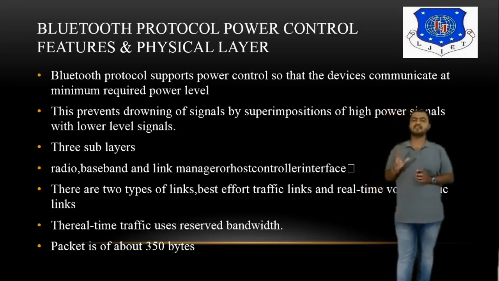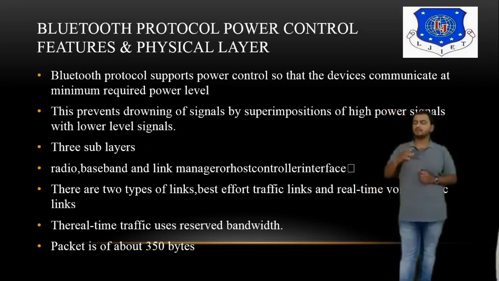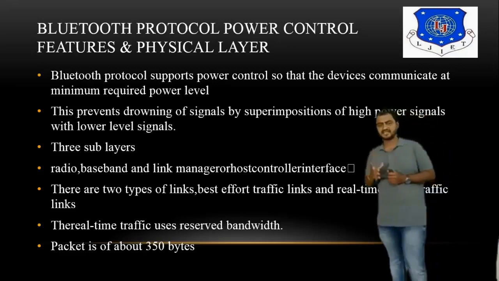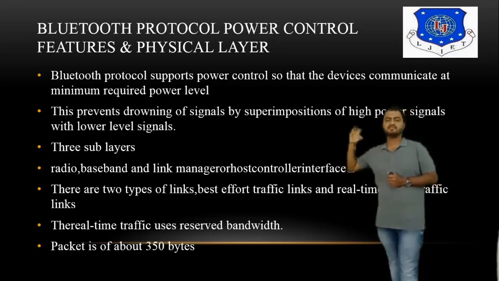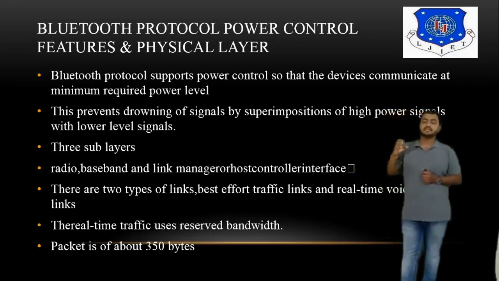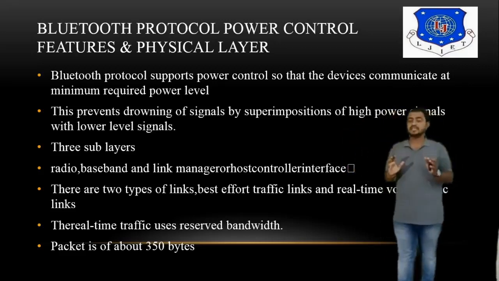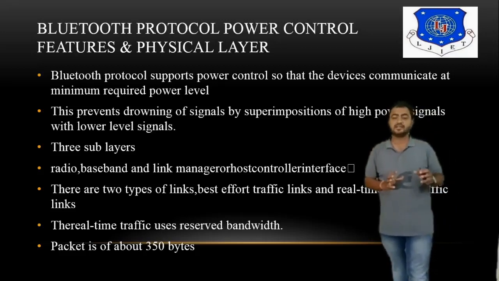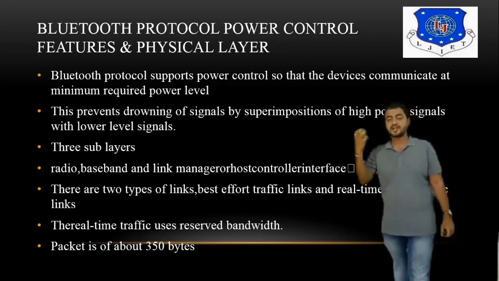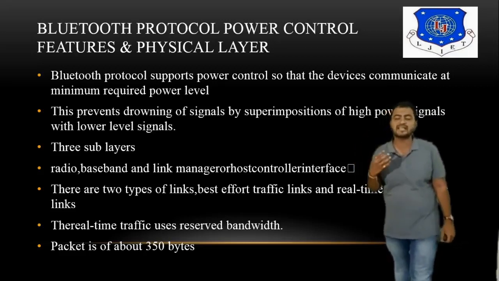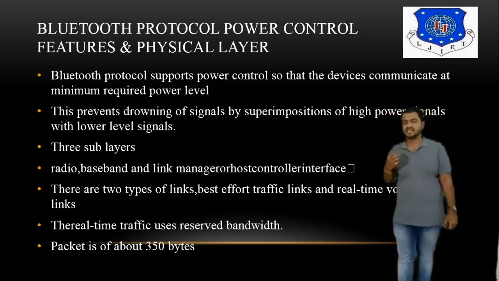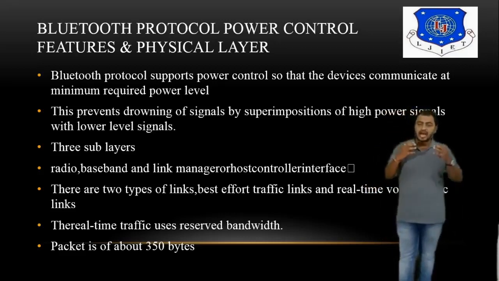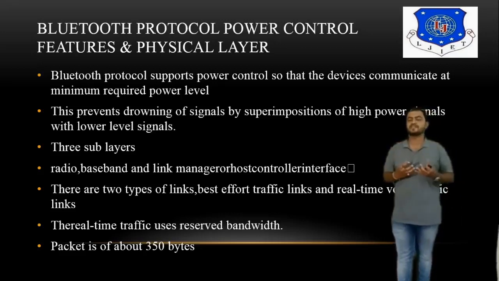Now, Bluetooth protocol power control features and physical layer. See, Bluetooth comes with a power control mode. Now what exactly is the meaning of power control mode? Bluetooth protocol supports power control so that the device communicates at the minimum required power level. See, this is an additional feature in Bluetooth technology: you can control and manage the power. If you control and manage the power, then ultimately your power consumption will be reduced. And this prevents routing of the signal, and we can say this is how we reduce the power consumption of our devices.